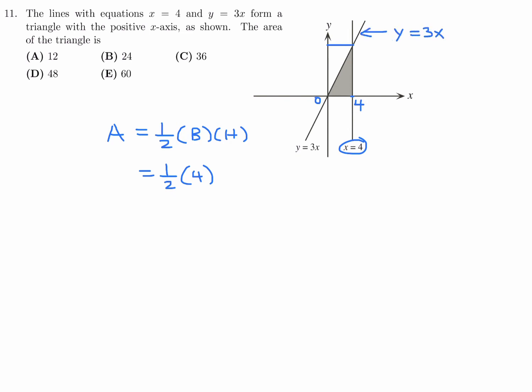Now, the x-coordinate at this point right here is 4. So I substitute that into this to get the y-coordinate, and that's 12. So 12 represents my height. So there we go. So 1/2 times 4 times 12 is 2 times 12, which is 24. So number 11, the answer is B.